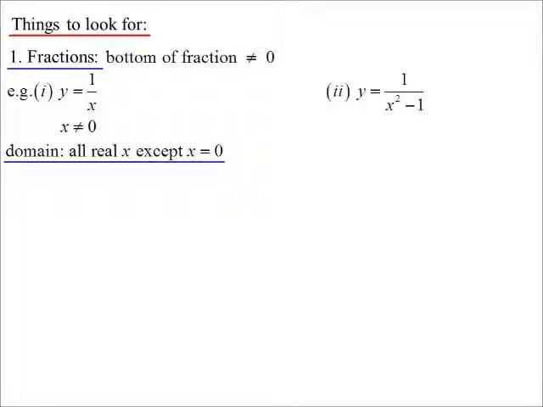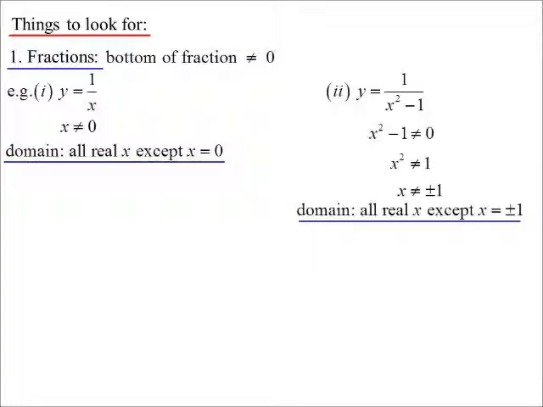y equals 1 on x squared minus 1. So again, the key is the bottom of the fraction can't equal 0. So, a simple little thing to solve: x squared minus 1 can't equal 0, so x can't equal plus or minus 1. In this case, I'd write, well, I can put anything in there, all real x, except I can't put in plus or minus 1.